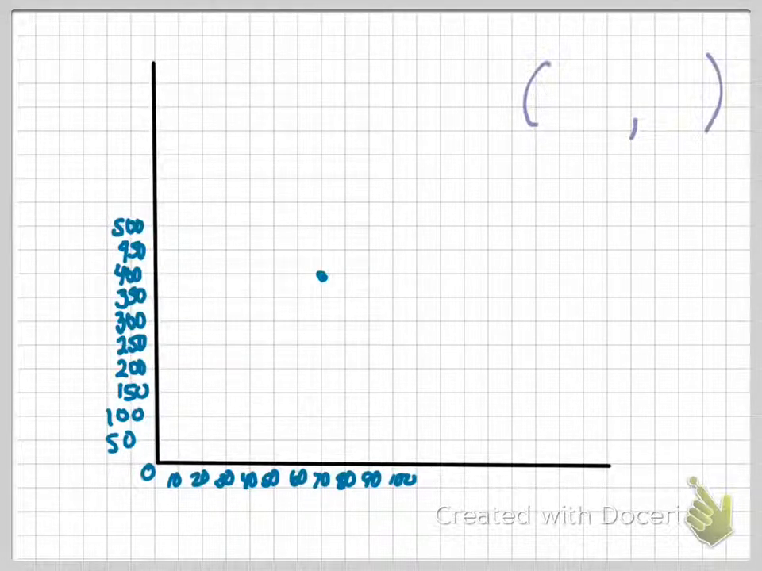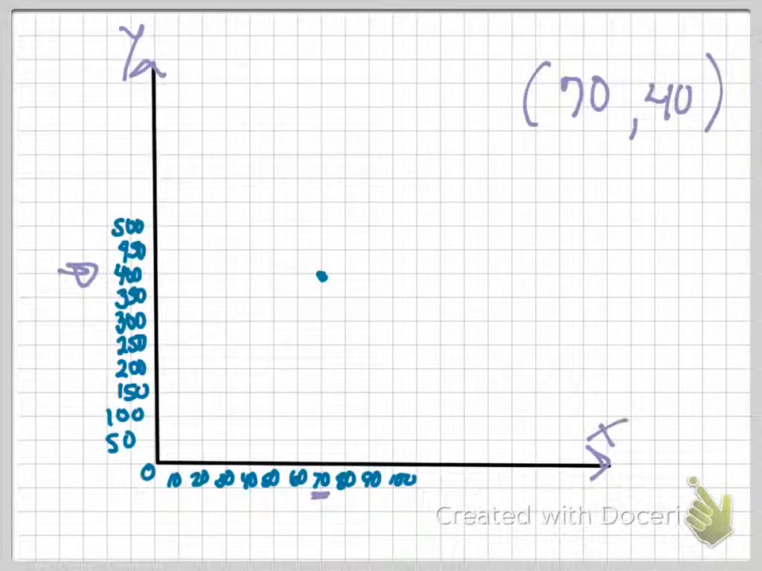So on this one, you are going to write the ordered pair that's represented. So go ahead and pause it, write the ordered pair, then unpause it and check your work. Okay, so we went over on our x-axis to 70, and then we went up to 400. So it's 70, 400 for our answer.